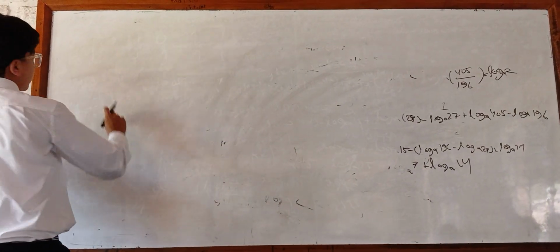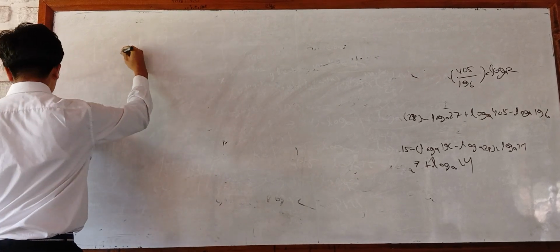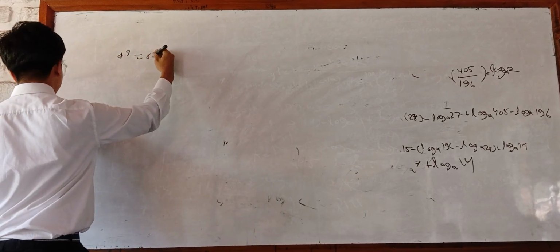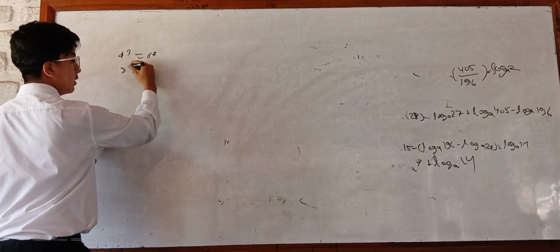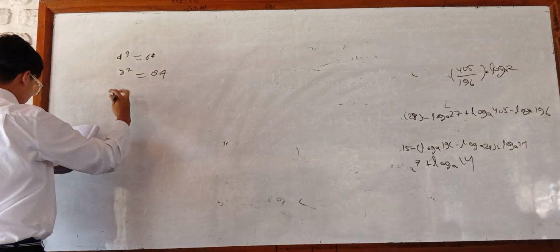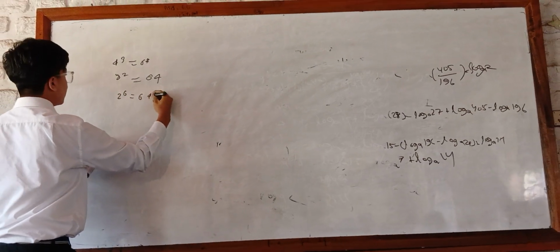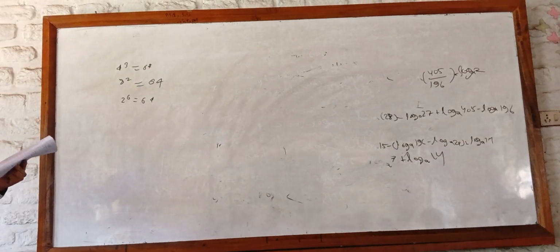For the first, I would recommend all of you to remember easy exponentials such as 4 to the power 3 is equal to 64, 8 to the power 2 is equal to 64, and 2 to the power 6 is equal to 64, so that you can do your questions much more easily.